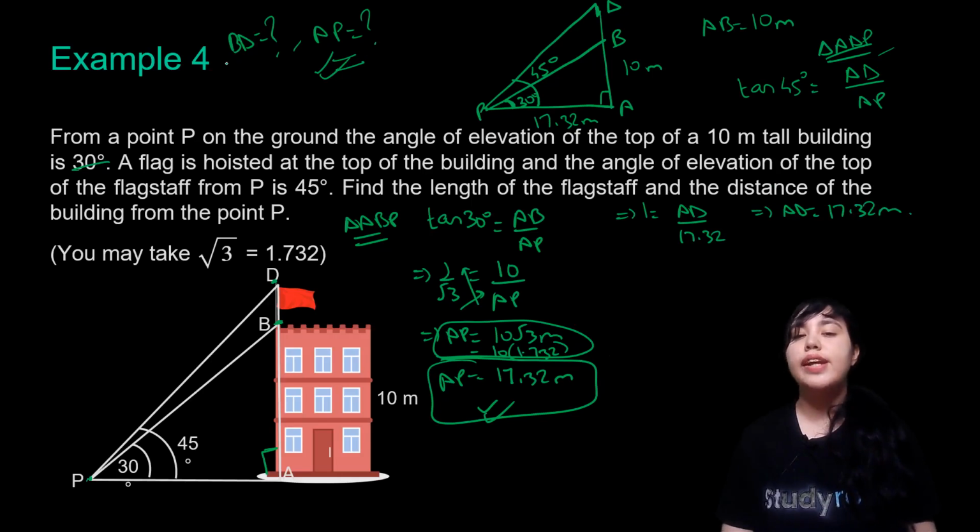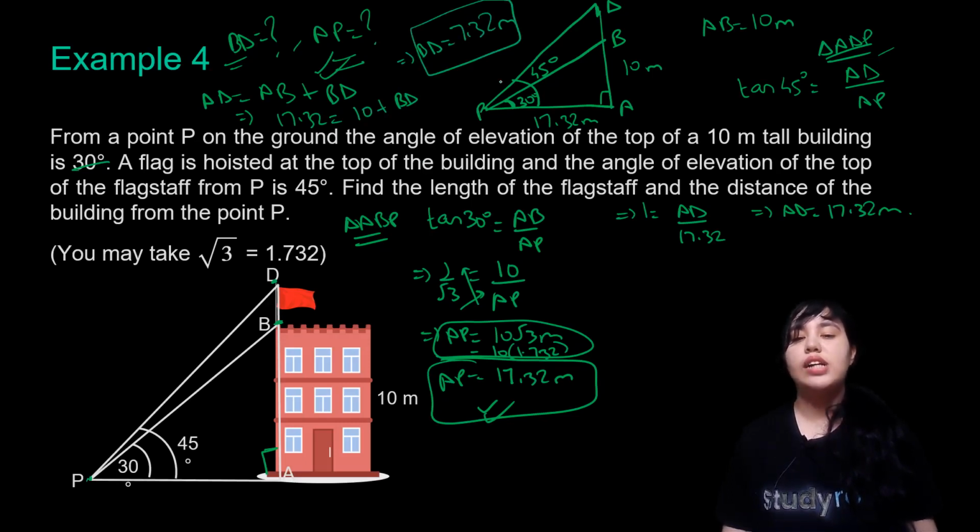No, we needed to find BD. But AD itself is equal to what? AB, the height of the building, plus the height of the Flagstaff, which is BD. We know AD, that is 17.32. We know AB, it was given in the question as 10 plus BD. So on solving, we will get BD as 7.32 meters. This is the height of the, or the length of the Flagstaff.